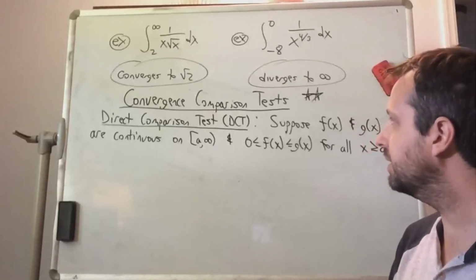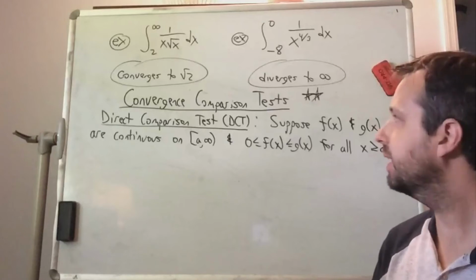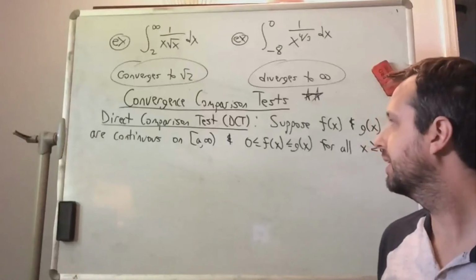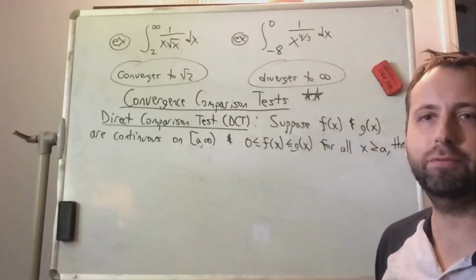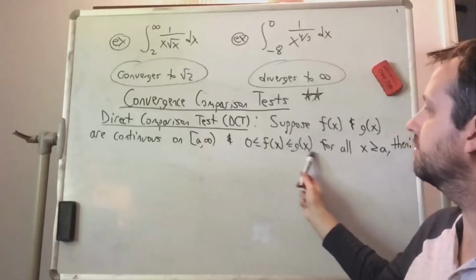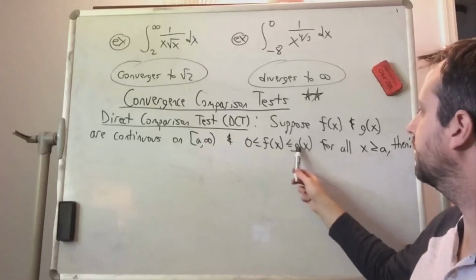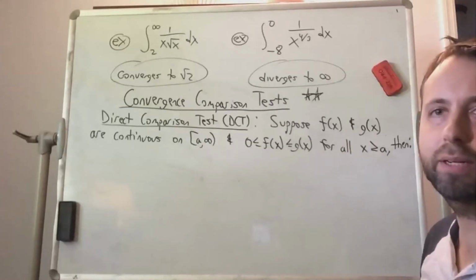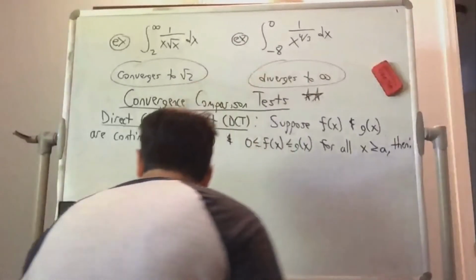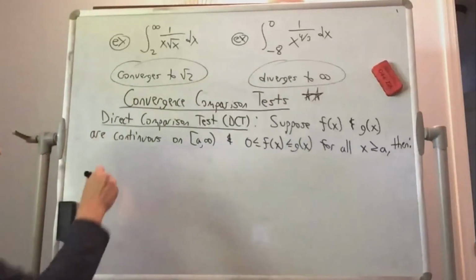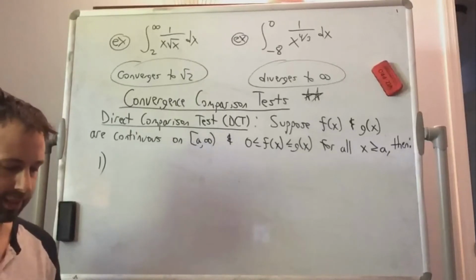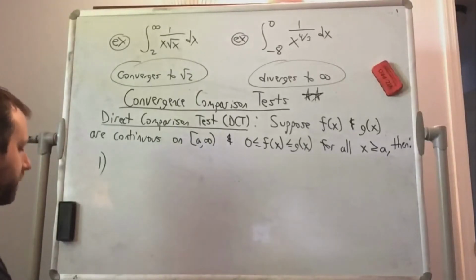Here's the idea of a direct comparison test. Suppose that f of x and g of x, two functions, are continuous on the range from a to infinity, and the functions are always positive, at least on this range. And g of x is always bigger than or at least equal to the other function. I don't want you to memorize anything here. A lot of people do; it doesn't really help you. I want you to understand why the results of these statements are true.